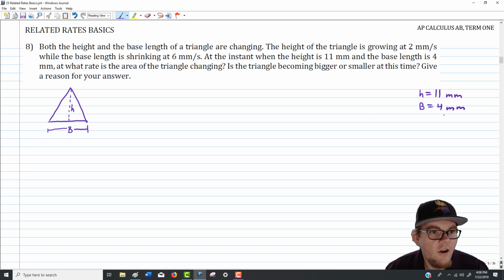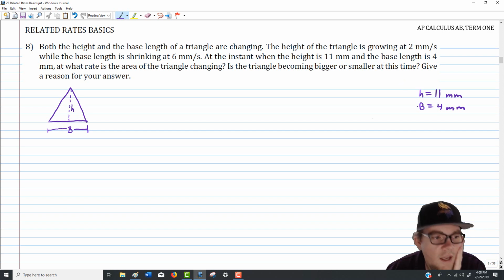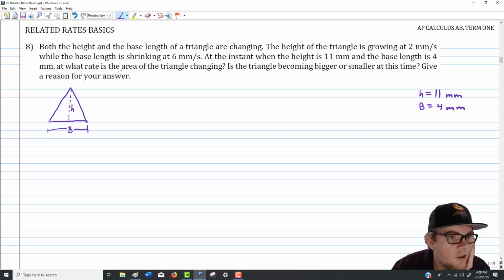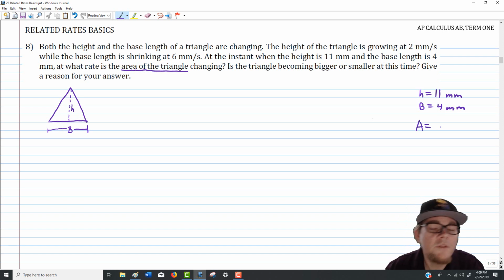At what rate is the area of the triangle changing, and is the triangle becoming bigger or smaller at this time? Give a reason. So what I'm doing is creating a short little inventory to make sure I have everything that I'll need here. I've got the height and base, but we're also talking about the rate of change of the area of the triangle, and that tells me that I need a relationship for the area of the triangle, and presumably it would be one that featured both b and h.